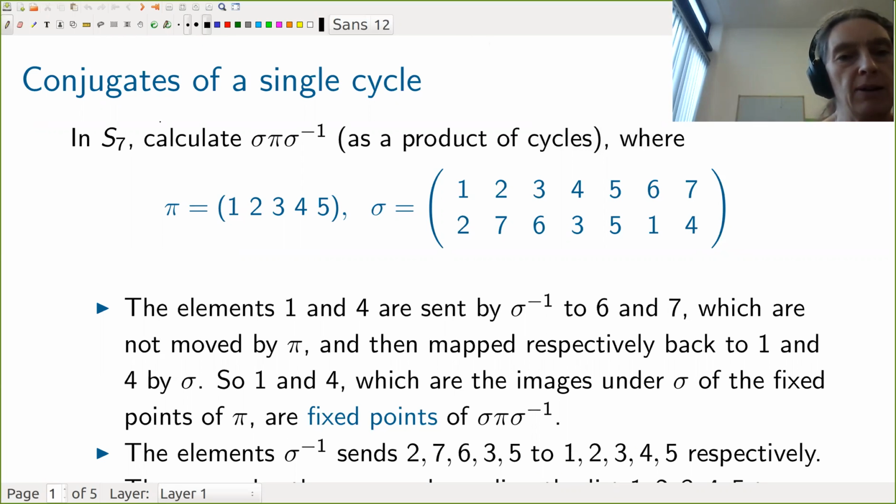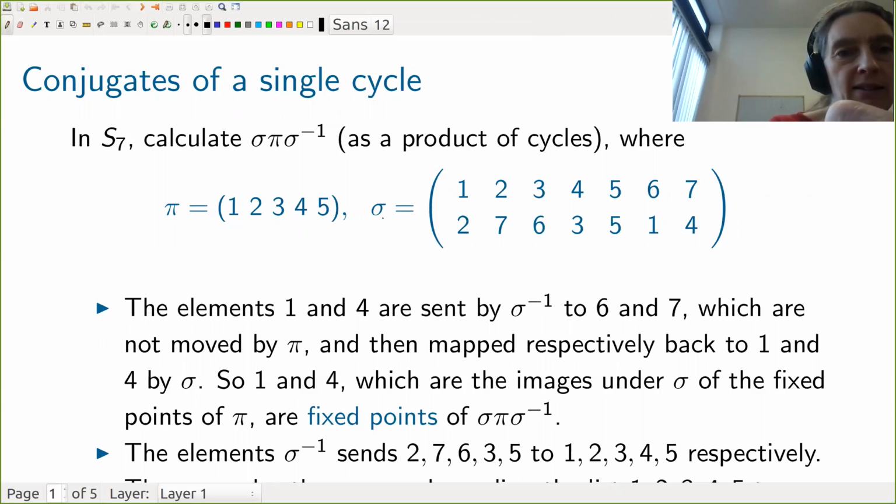In S7, the symmetric group of degree 7, let pi be the permutation that takes the 5-cycle, that takes 1 to 2, 2 to 3, 3 to 4, 4 to 5, and 5 back to 1, and that fixes the elements 6 and 7. And let sigma be this particular permutation, which is supposed to be a generic permutation in S7, written in its standard array format.